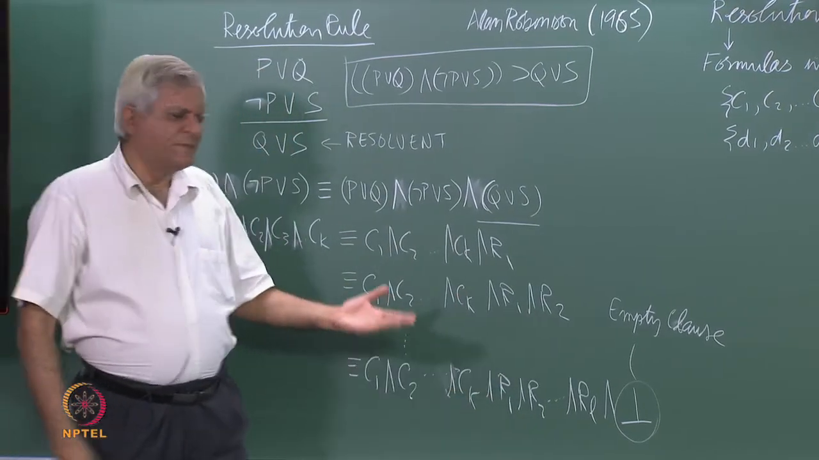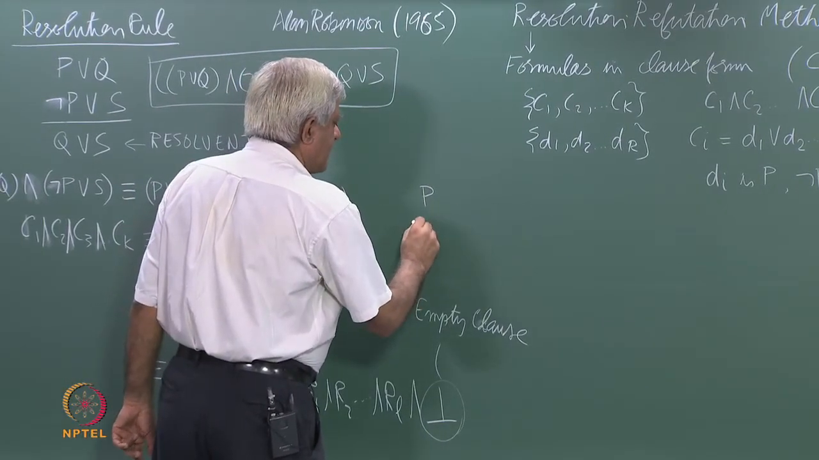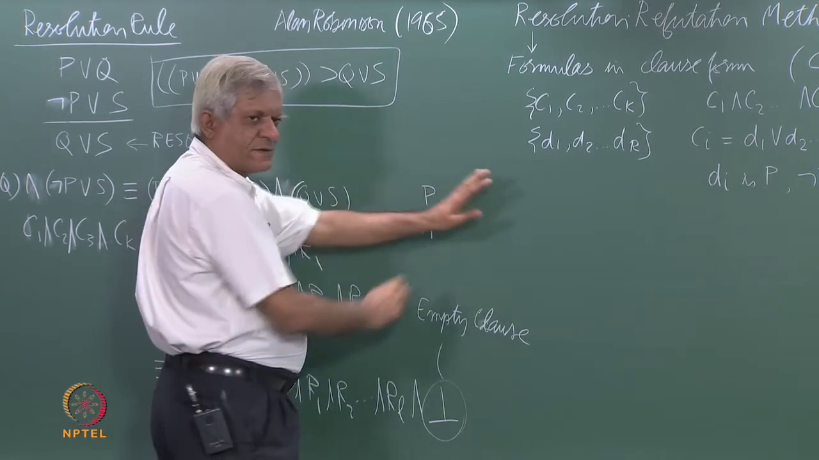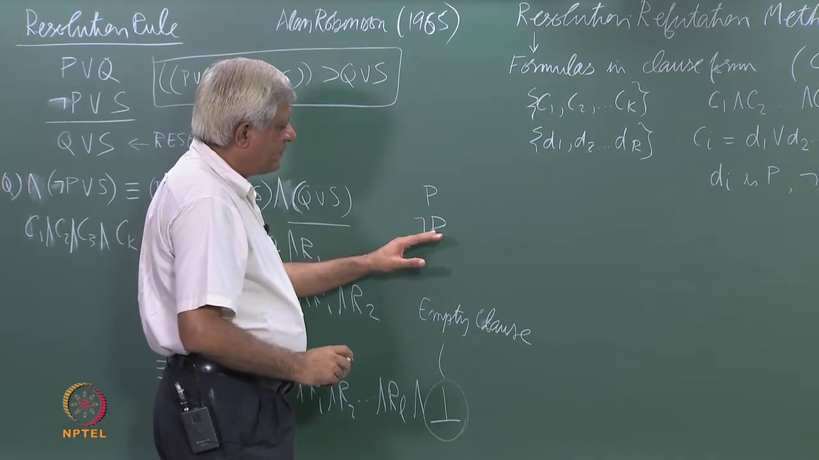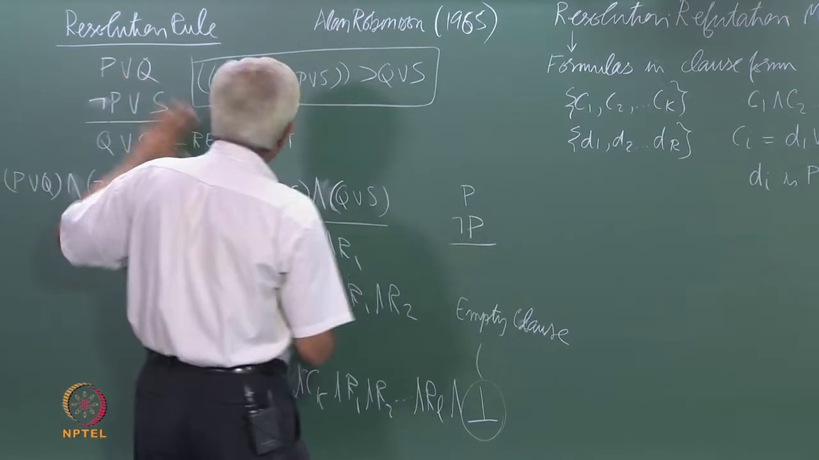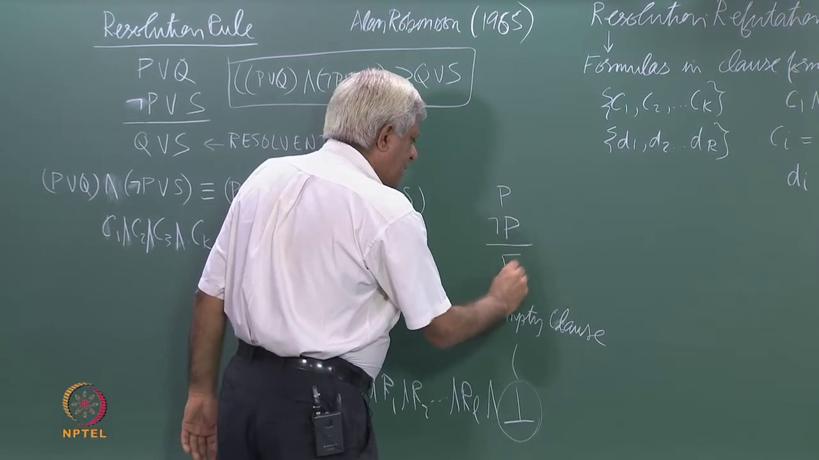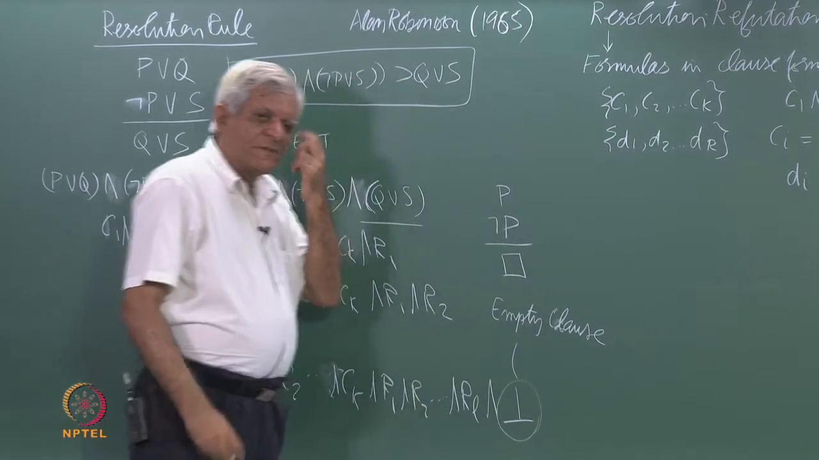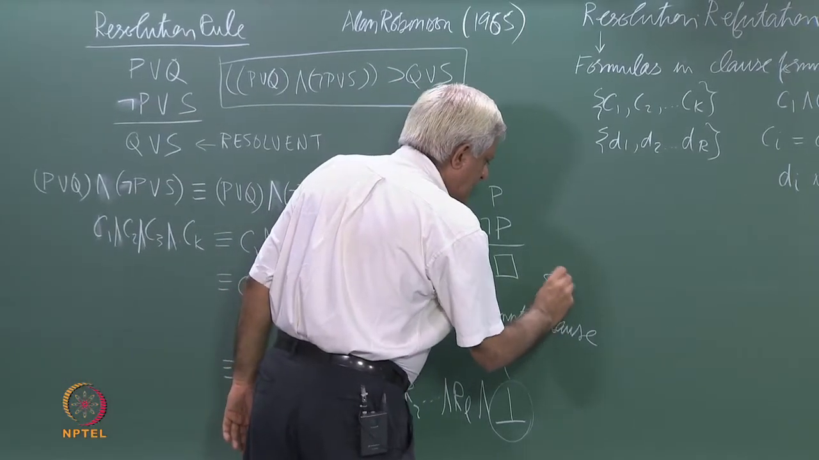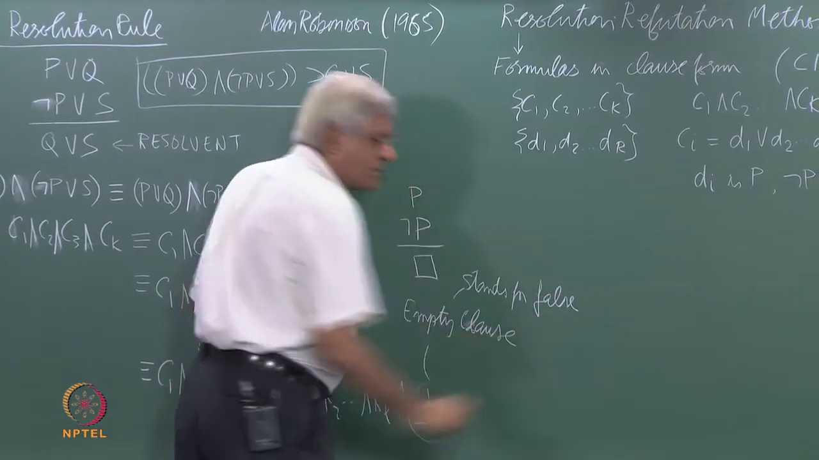How do you generate the empty clause? If you see a clause like P, and if you see a clause like not P, so you can see P or nothing, not P or also nothing. So, when you apply this same rule here, there is no Q, there is no S. So, all you are left with is an empty clause, which sometimes we write with a box, sometimes we write with this, but basically it is an empty clause, and an empty clause stands for false, or it is always false essentially.